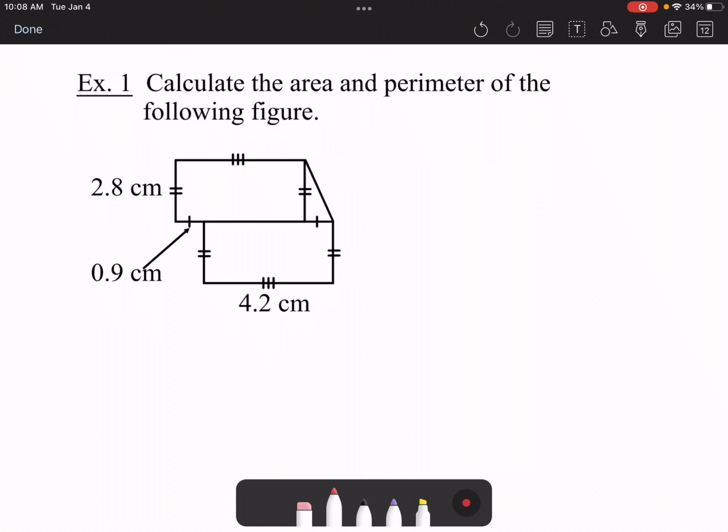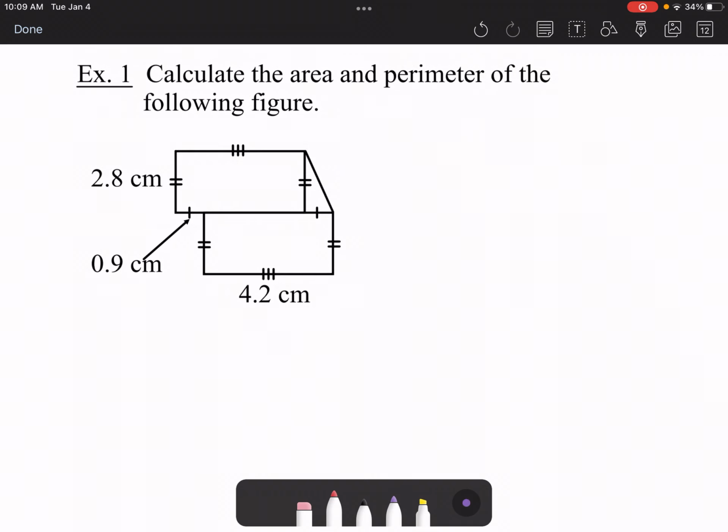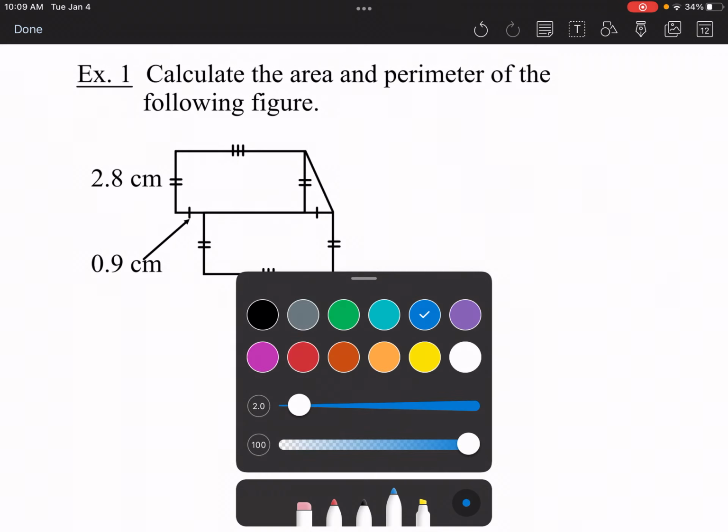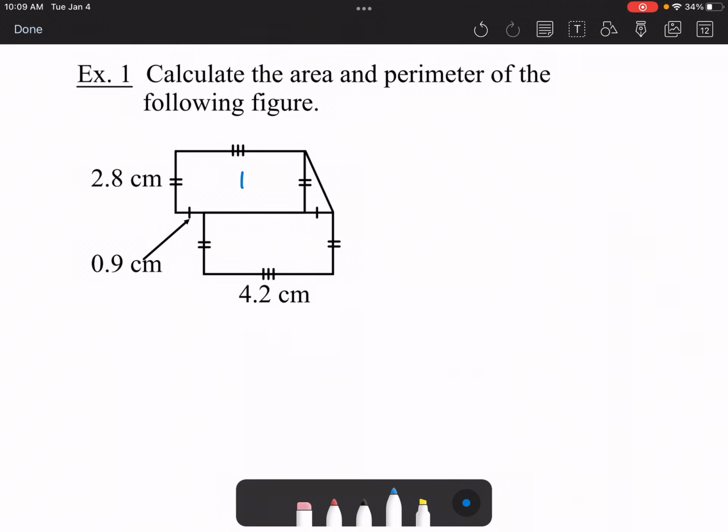Okay, to find the total area of this, you might notice that this rectangle right here and this rectangle right here are the exact same size. You can see these two dashes right here, here, and here, and here, meaning they are exactly the same length or width.